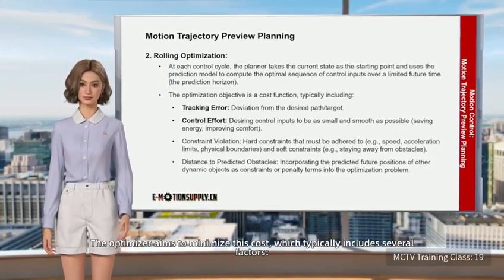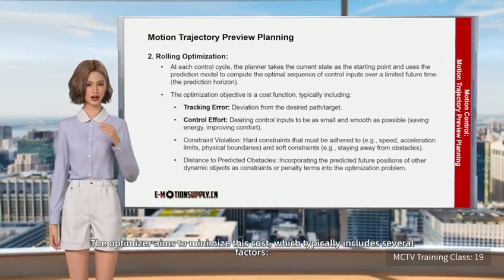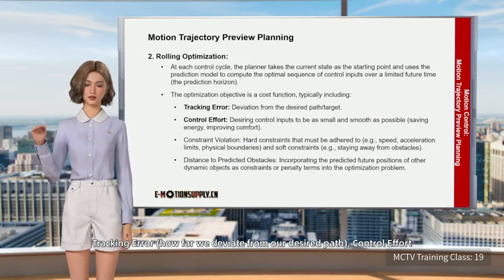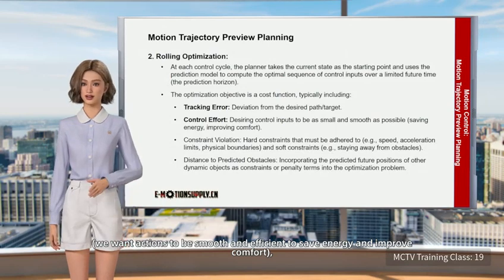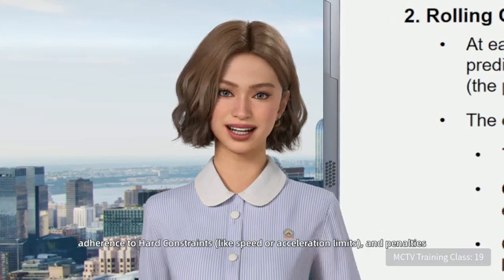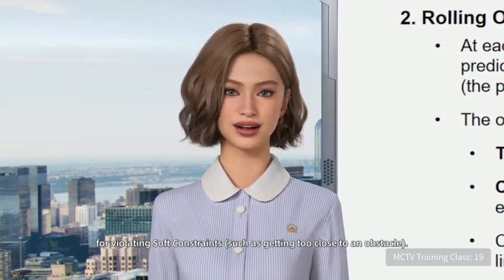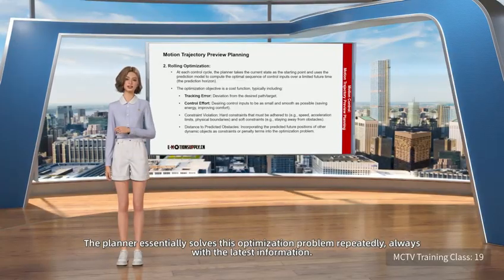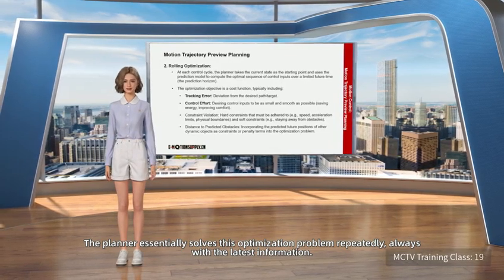The optimizer aims to minimize this cost, which typically includes several factors: tracking error, how far we deviate from our desired path; control effort, we want actions to be smooth and efficient to save energy and improve comfort; adherence to hard constraints like speed or acceleration limits; and penalties for violating soft constraints such as getting too close to an obstacle. The planner essentially solves this optimization problem repeatedly, always with the latest information.